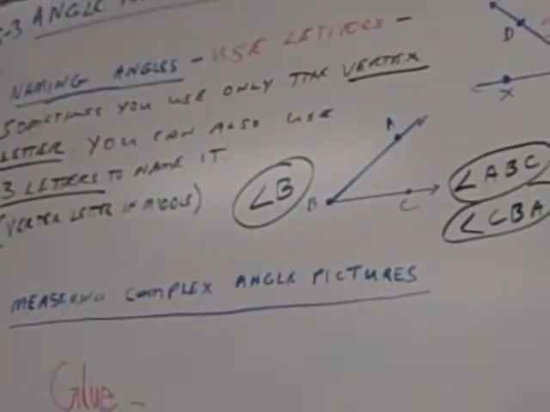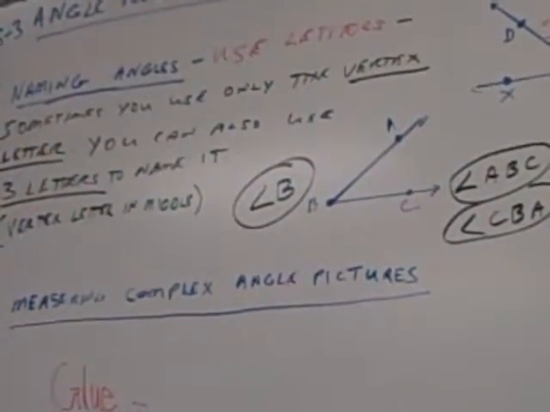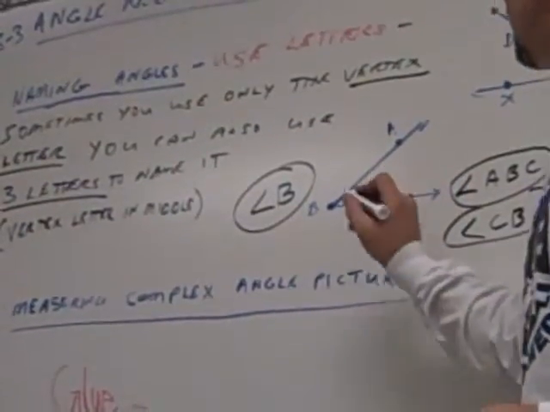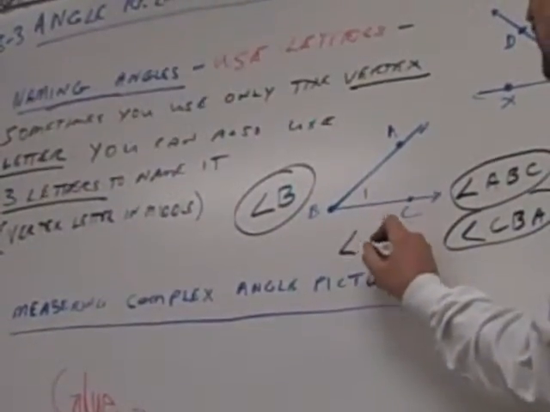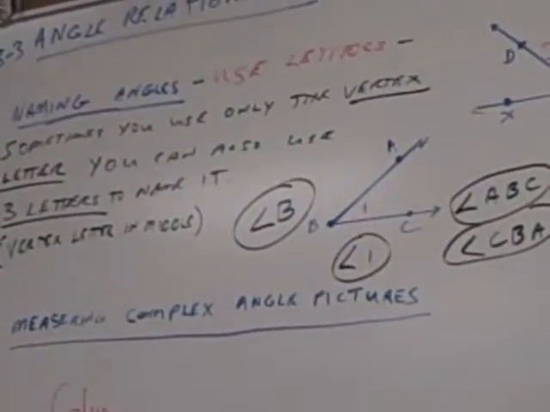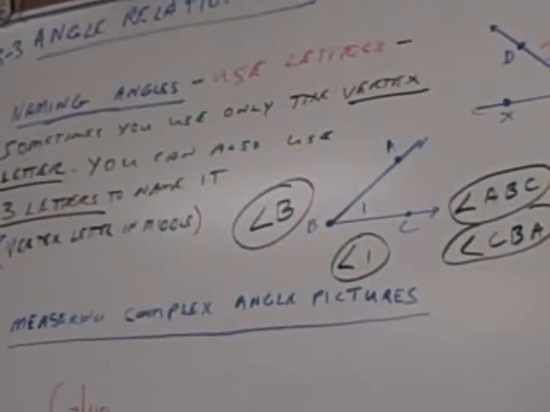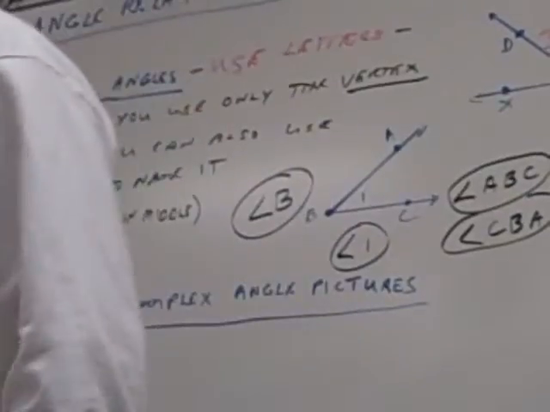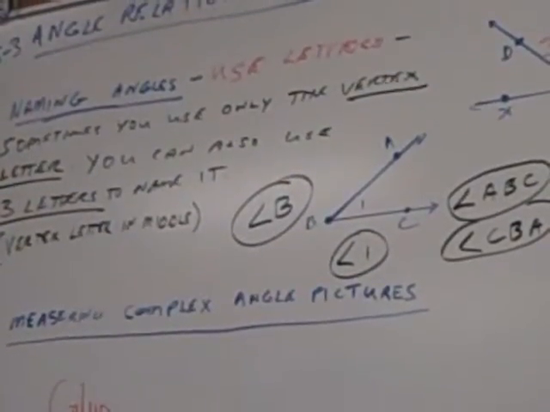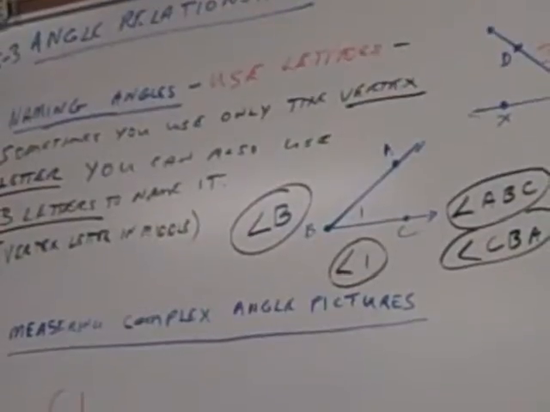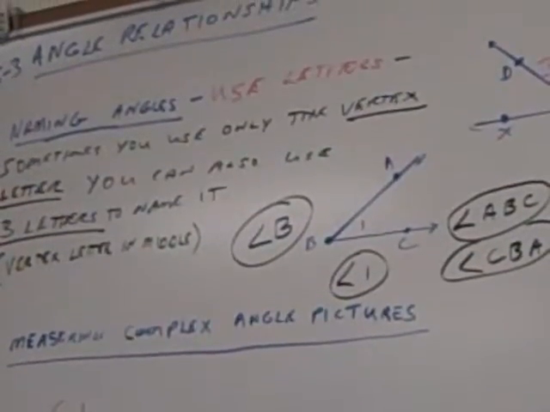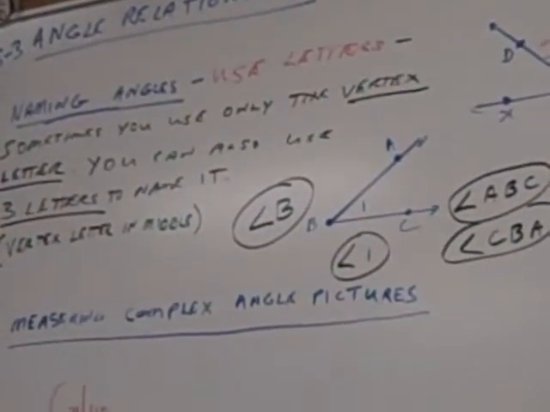There is one other way, but I didn't have anything with it. I could put a number in there and call it angle 1. If I have a number inside the angle like that, you can name it angle 1 and not worry about the letters. That's just a little side note. Okay? How about over here?